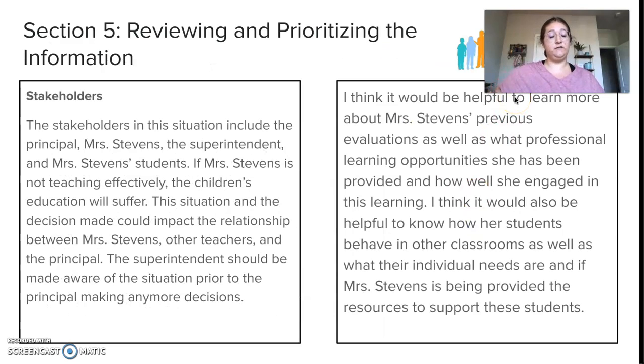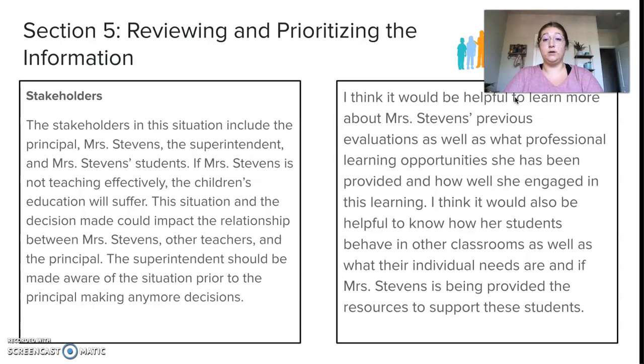So, Section 5 focused on reviewing and prioritizing the information. So the stakeholders in this situation include the principal, Mrs. Stevens, the superintendent, and Mrs. Stevens' students. If Mrs. Stevens is not teaching effectively, the children's education will suffer. The situation and the decision made could impact the relationship between Mrs. Stevens, other teachers, and the principal. The superintendent should be made aware of the situation prior to the principal making any more decisions.